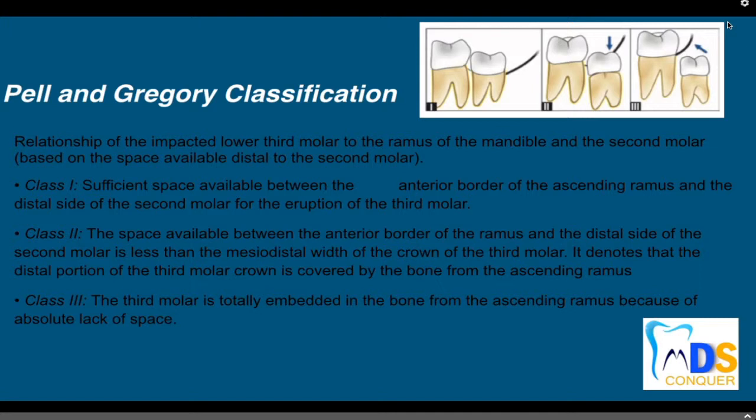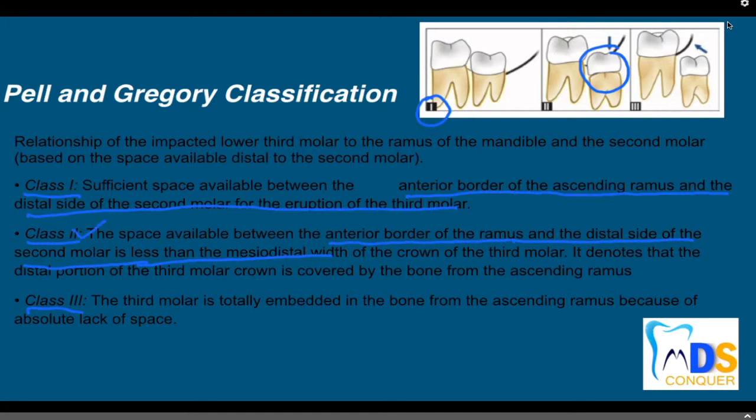Next one, this is a different classification. The classification is the amount of space available. It is divided into class 1, class 2, and class 3. If the space available between the anterior border of the ascending ramus and the distal surface of the third molar is enough for eruption, then you can consider it as class 1. If the space available between the anterior border of the ramus and the distal surface of the molar is less, here you can see it is very less, so the third molar is not able to erupt, that condition can be considered as class 2. If the third molar is entirely embedded in the ramus of the mandible, then you can consider it as class 3. This is how you have to categorize into class 1, class 2, and class 3. So this concept is related to the space that is available.